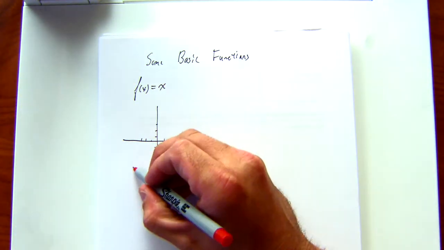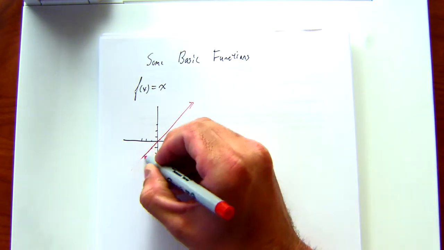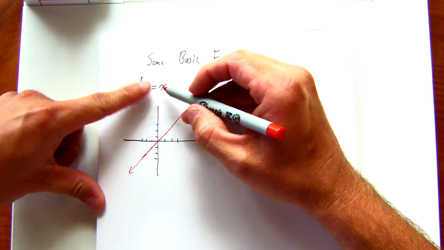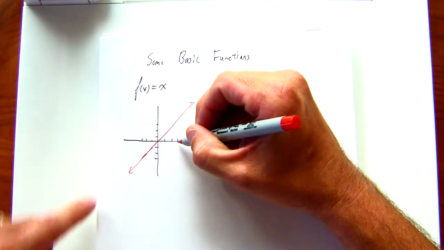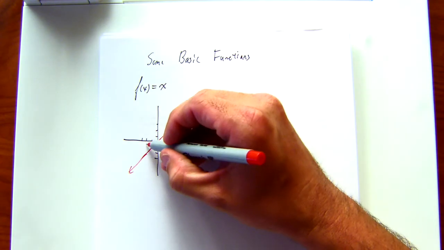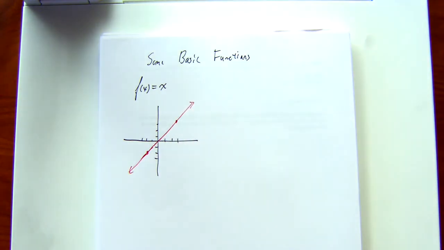But this is the identity function, and it looks like this. It goes right through the origin at 45 degrees, and basically this is saying whatever x is, y is also going to be. So if I pick x is 3, then y is going to be 3. If I pick x is negative 2, then y is also going to be negative 2. Okay, so that's what that graph looks like.